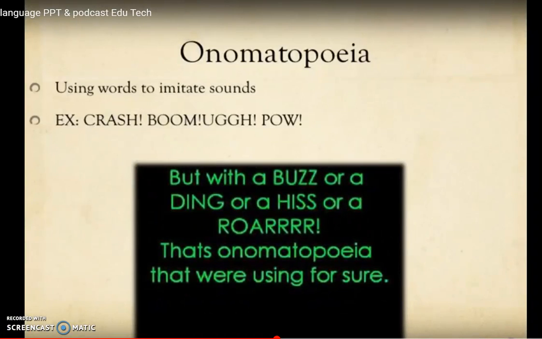Onomatopoeia. These I think are sometimes your favorite words because they're words that imitate sounds. So it's pretty self-explanatory. Crash, boom, ugh, pow. The biggest part of onomatopoeia is remembering the word. You know that sound words are called something, you just have to remember that word, onomatopoeia.